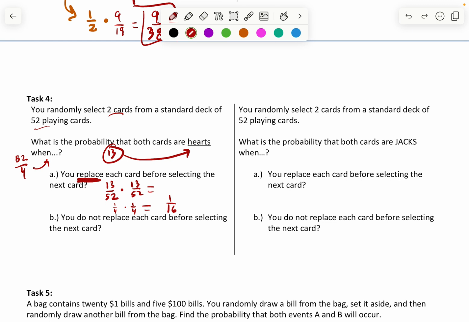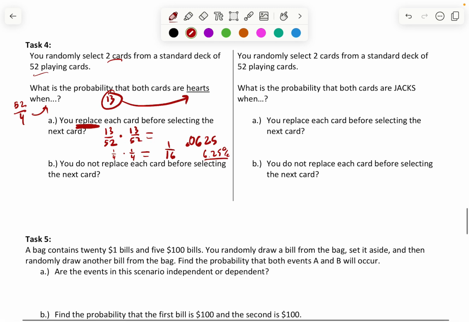But yeah, let me give you the decimal so you can see if you did it right. 1 divided by 16 is 0.0625, or say 6.25%, whatever floats your boat there.